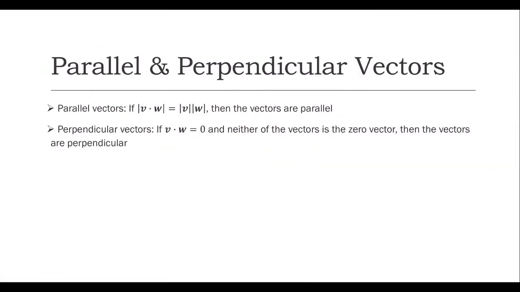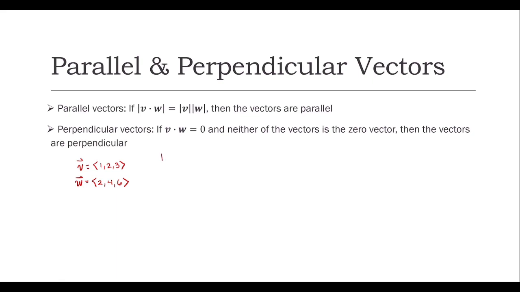Finally, we have parallel and perpendicular vectors. Parallel vectors are if the magnitude of v dot w equals the magnitude of v times the magnitude of w. So if that's true, then the vectors are parallel. So if we're given two parallel vectors, for example, so we'll have v and w, and we'll say v is (1, 2, 3), and w is twice that, so (2, 4, 6).